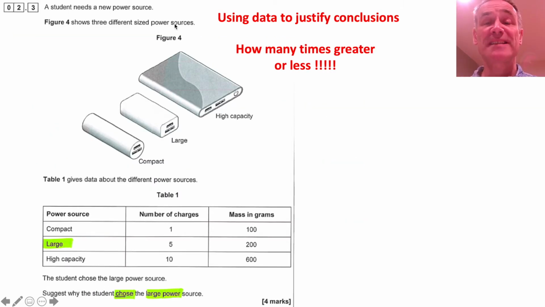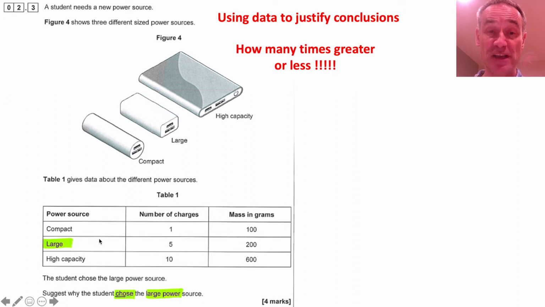So when you're using data to justify conclusions, you have to think carefully about how many times greater or less something is, not that it goes up by 30 or drops by 20. So it says a student needs a new power source. Figure 4 shows 3 different size power supplies. So you've got the high capacity, the large and the compact. Table 1 gives data about the different power sources. The student chooses the large power source. Suggest why the student chooses the large power source.